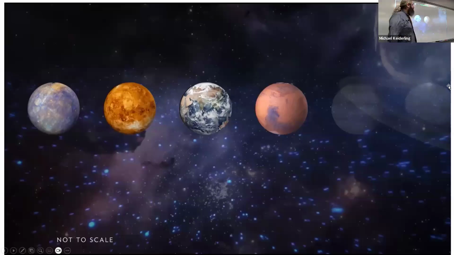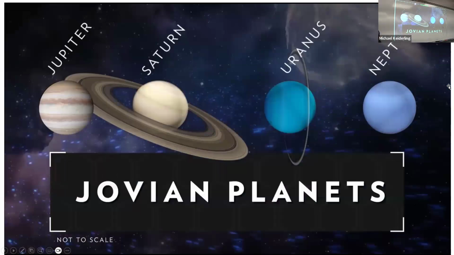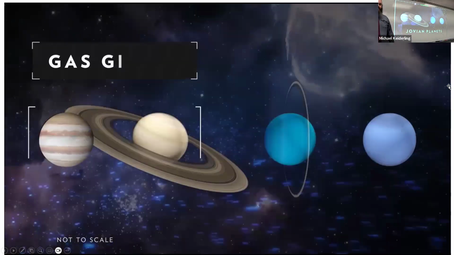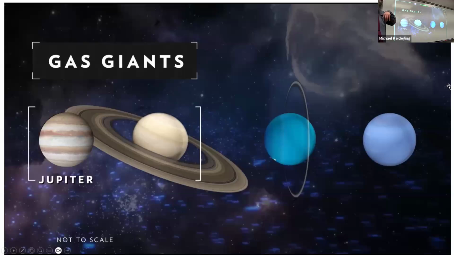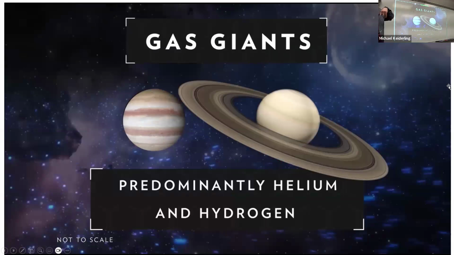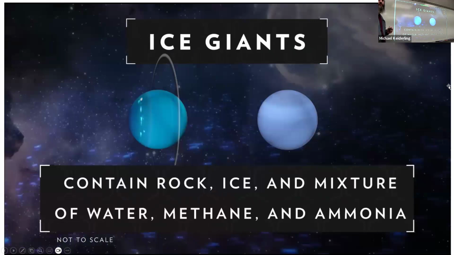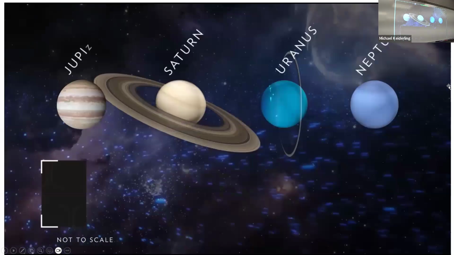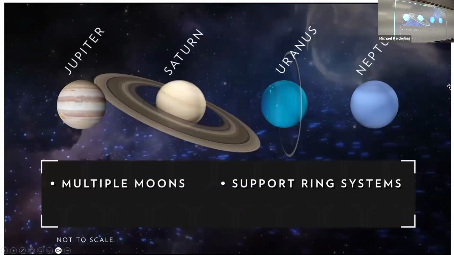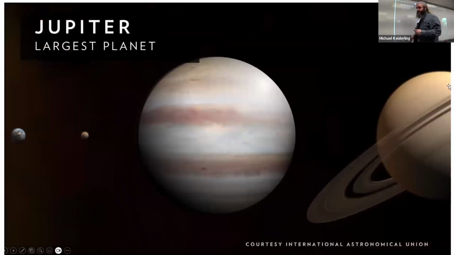Beyond the 4 terrestrial planets of the inner solar system lie the Jovian planets of the outer solar system. The Jovian planets include gas giants Jupiter and Saturn, and ice giants Uranus and Neptune. The gas giants are predominantly made of helium and hydrogen, and the ice giants also contain rock, ice, and a liquid mixture of water, methane, and ammonia. All 4 Jovian planets have multiple moons, sport ring systems, have no solid surface, and are immense. The largest Jovian is also the largest planet in the solar system.